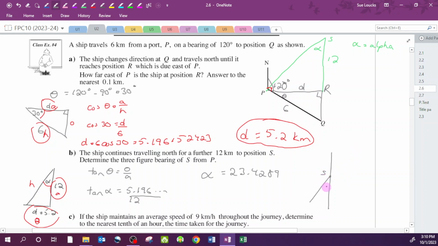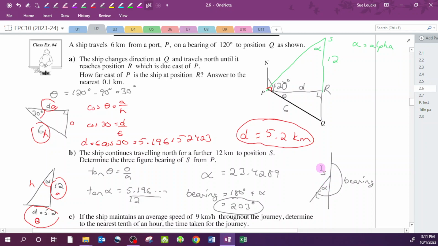And this is my alpha, but my bearing is going to be this whole thing. This is the bearing, right? Because it starts at north, and how far is it off of north? So my bearing is going to be 180 degrees plus my alpha. So that's going to be 203 degrees, rounded to the nearest whole degree. And then the three-figure bearing is 203. Okay, it's not just going to be the 23.